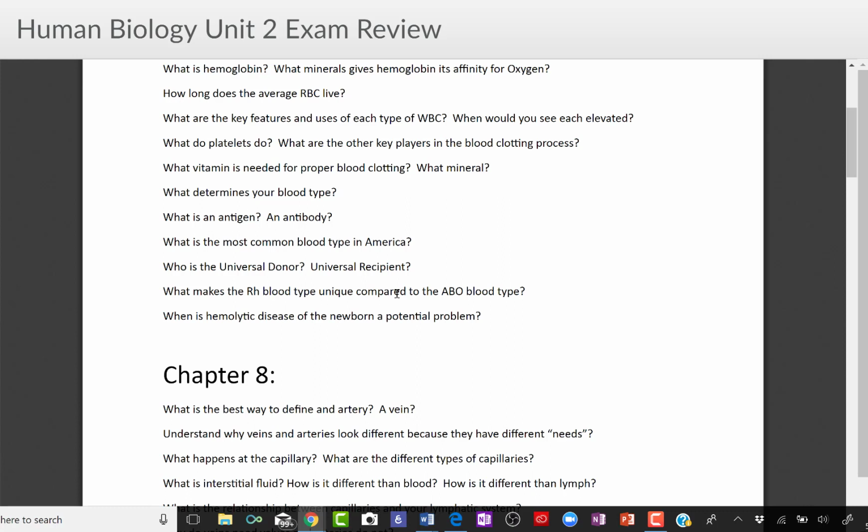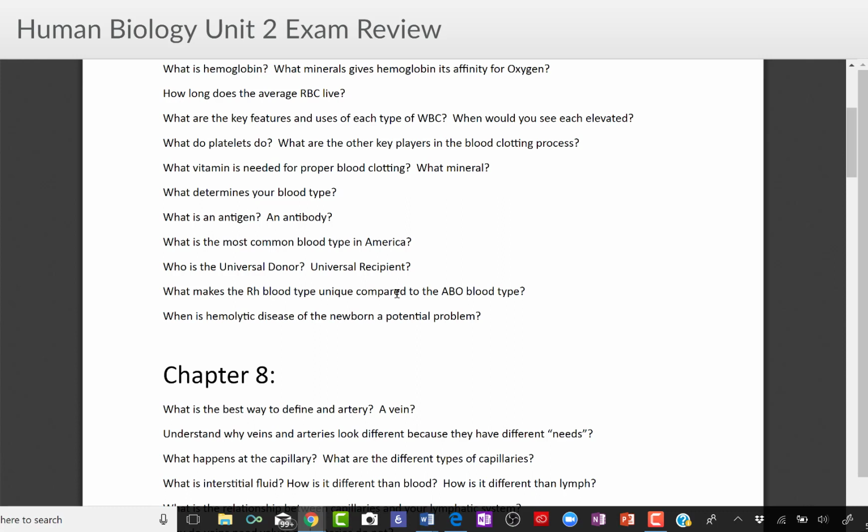What vitamin is needed for proper blood clotting, and then what mineral? Most of the plasma proteins involved in the blood clotting process are clotting factors, and these clotting factors are needed for the blood clotting cascade. If you don't have these clotting factors, you have a condition called hemophilia, where you would bleed very easily. But most of these clotting factor proteins are vitamin K dependent.